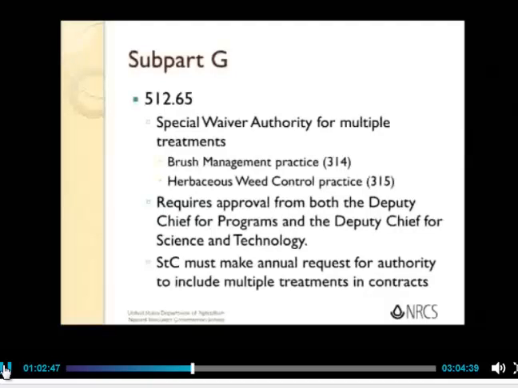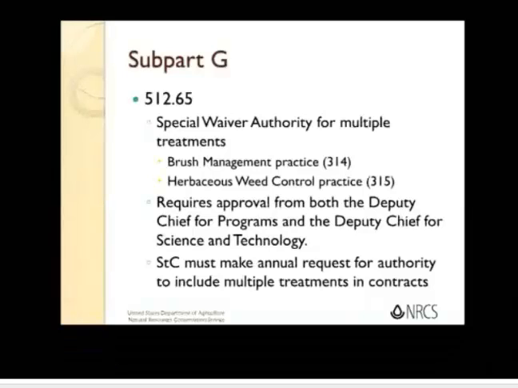In order to schedule multiple payments for these two practices, there must be an approved waiver, and that waiver must be approved by both the Deputy Chief for Programs and the Deputy Chief for Science and Technology. Once that waiver for the state has been granted, that waiver is only applicable and can only be used in contracts that year. So if the state wants to exercise that authority again in the following fiscal year for another batch of contracts, they'll have to request that authority again.